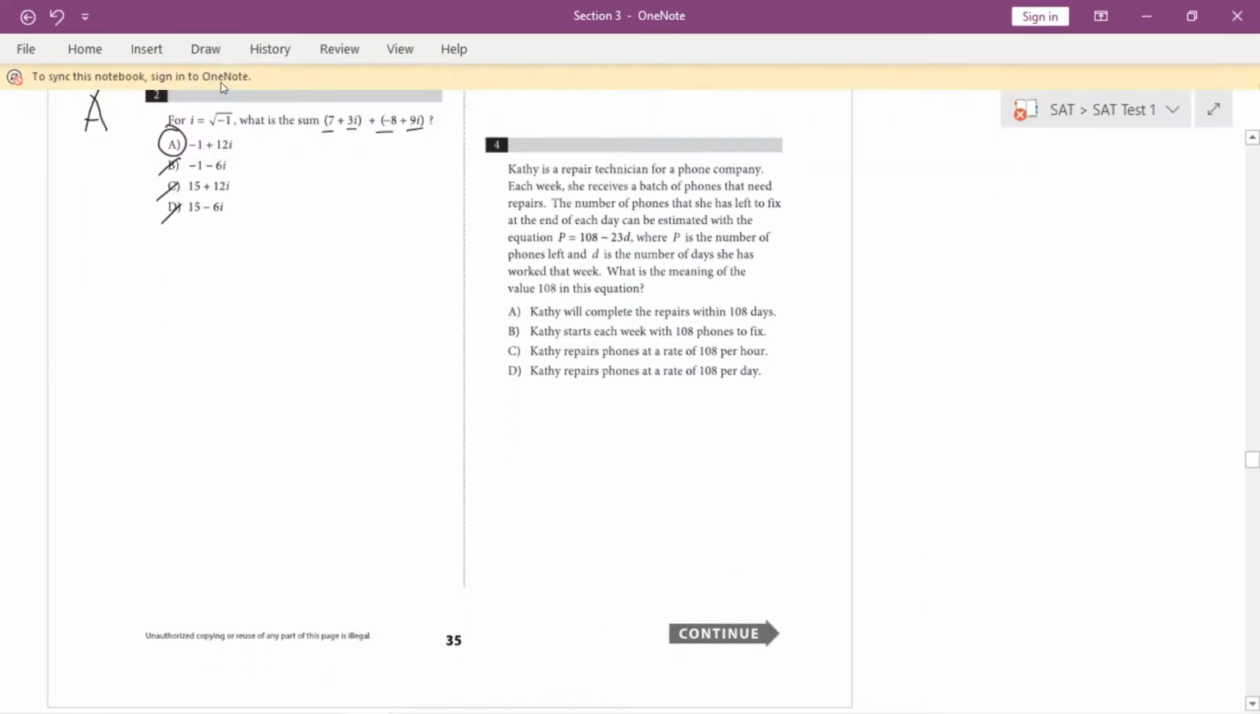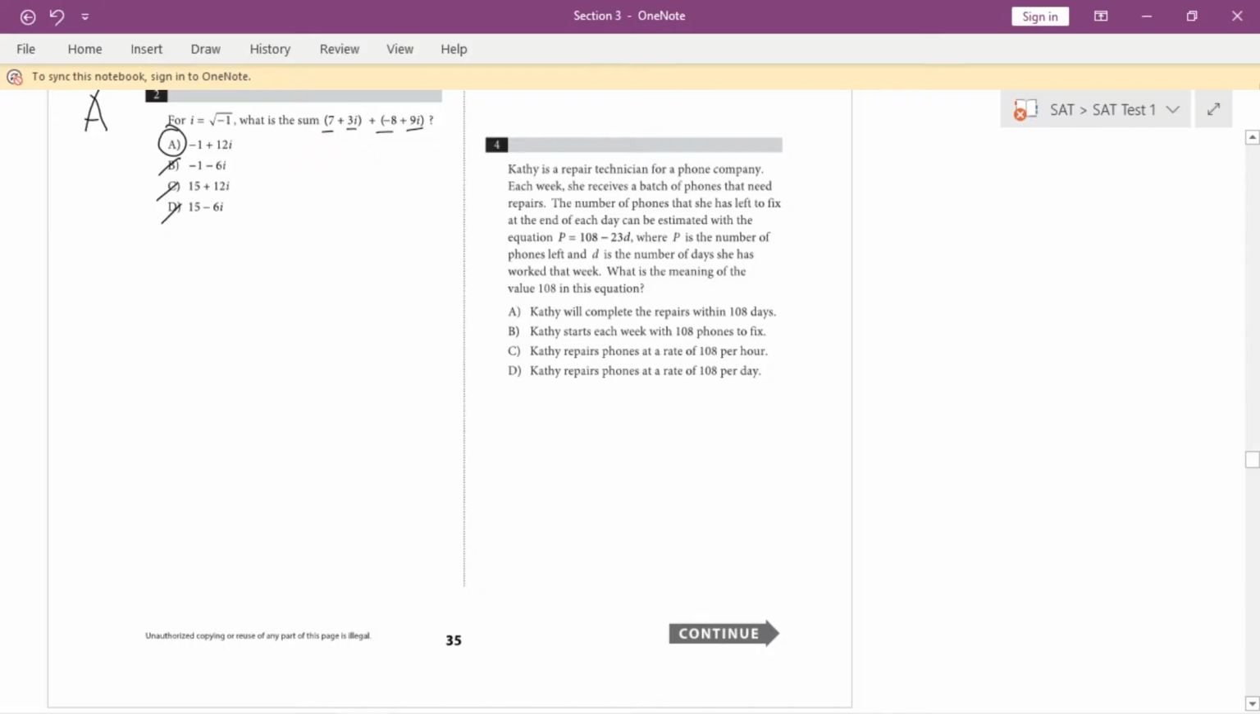Alright, let's keep going. Number 4, it says Kathy is a repair technician for a phone company. Each week she receives a batch of phones that need repairs. The number of phones that she has left to fix at the end of each day can be estimated with the equation P is equal to 108 minus 23D, where P is the number of phones left and D is the number of days she has worked that week. What is the meaning of the value 108 in this equation?